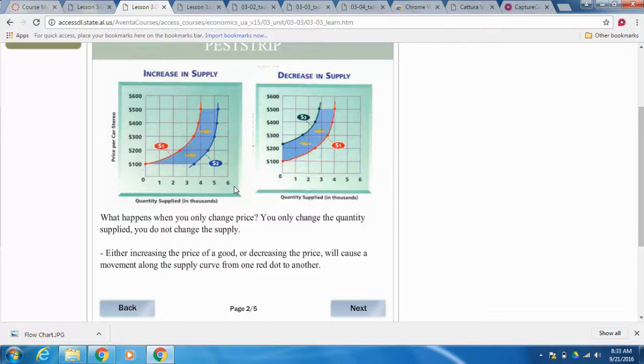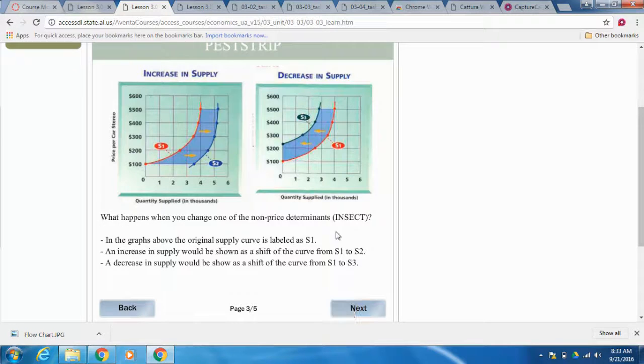Okay, when you change the price, you only change the quantity supplied. You stay along this curve. You don't change the supply. I don't know why it's got a graph that's showing you that. When you change an input, you change the supply. An increase in supply would shift the curve to the right, S1 to S2. A decrease in supply would shift the curve to the left, S1 to S3.